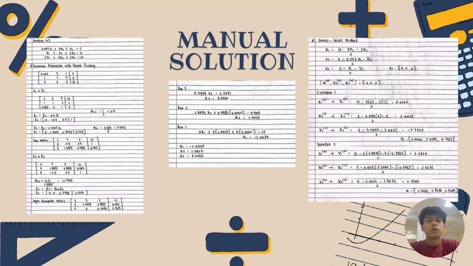x1 equal to minus 1.003, x2 equals 1.001, and x3 equals 3.001.